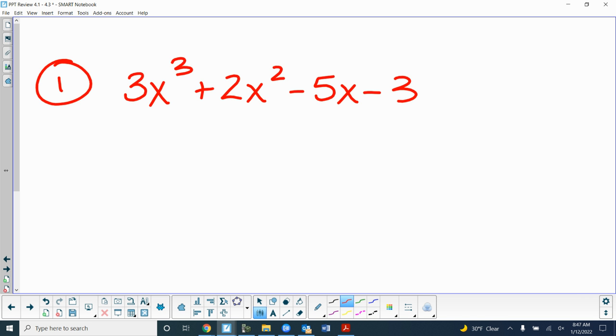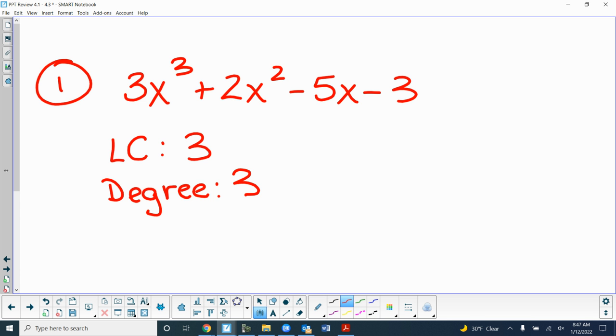So this is a third degree problem, right? Or polynomial. What's the name of a third degree polynomial? Cubic, right? But I didn't ask you for that. But I did ask you for the leading coefficient. What is it? 3. It's the first coefficient once you have it in the right order. All right, and then degree is just whatever that first exponent is. So they're both 3. Okay?